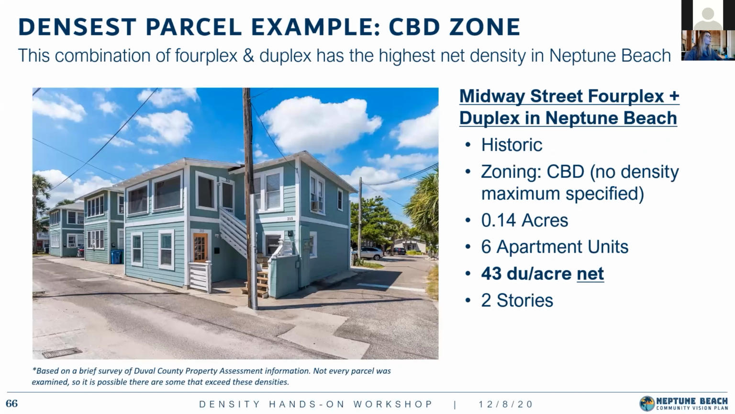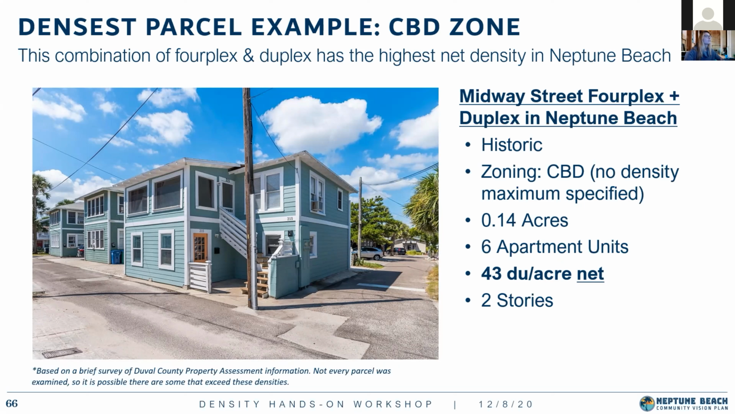And so the actual highest net density we were able to find in studying the different types of residential in Neptune Beach was this one. These are actually 2 individual properties, but we just combine them for the purposes of this. It's one fourplex and next to a duplex. And so these are, again, historic examples.